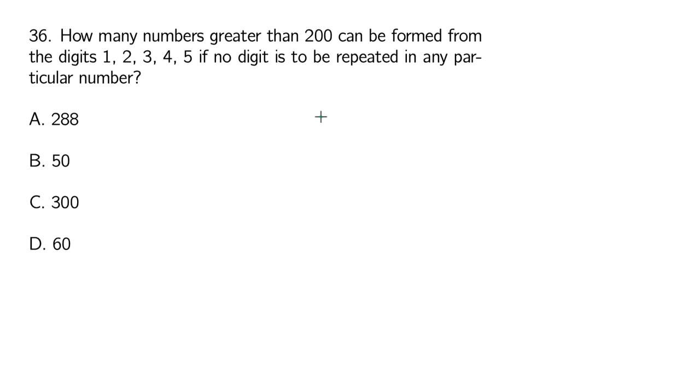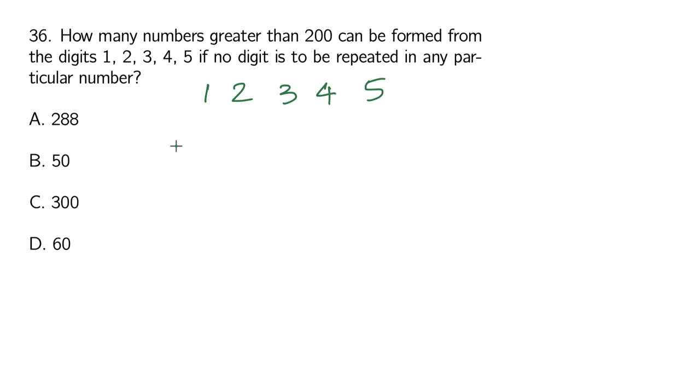36 says, how many numbers greater than 200 can be formed from the digits 1, 2, 3, 4, 5 if no digit is to be repeated in any particular number? So we want numbers that are greater than 200, and we can only use the digits 1, 2, 3, 4, 5. One strategy we can use is to say that, okay, our number can have 5 digits or 4 digits or 3 digits, or that those are the possibilities. We cannot have 2 digits because any number that has only 2 digits cannot be greater than 200.